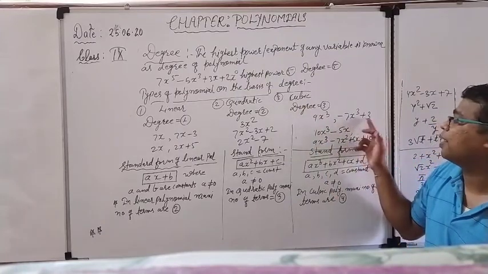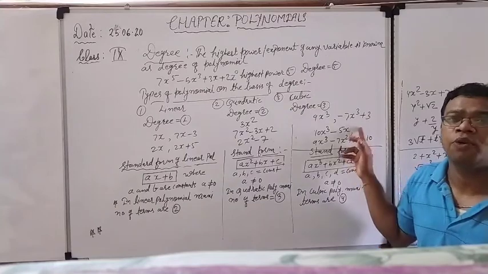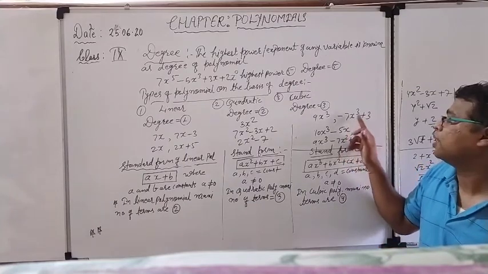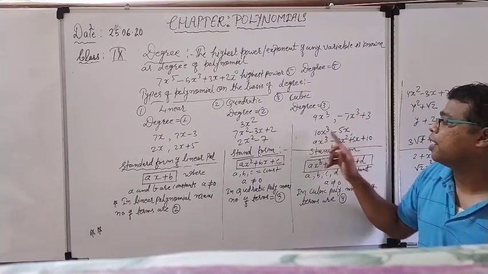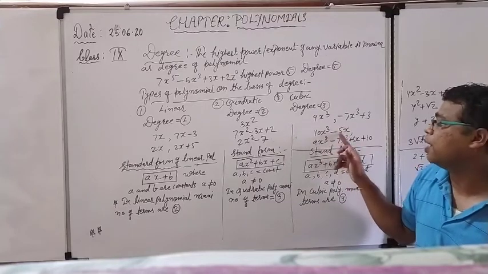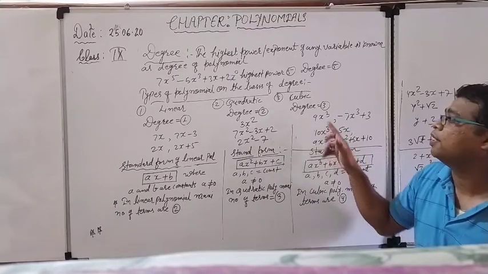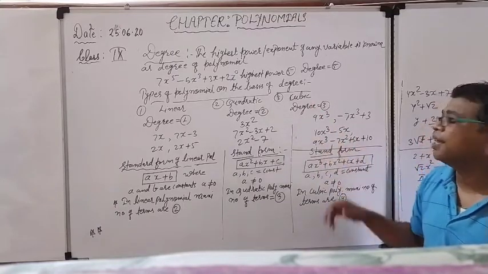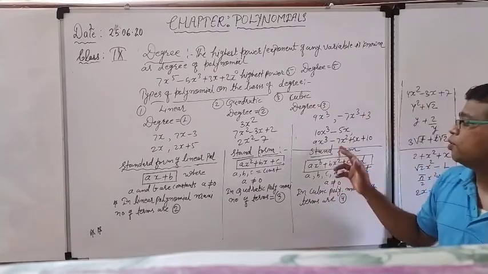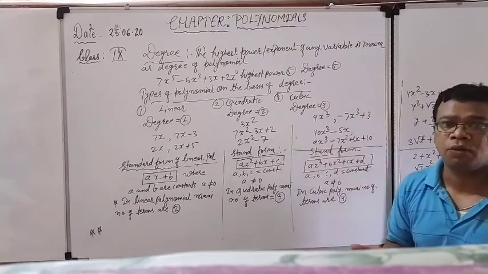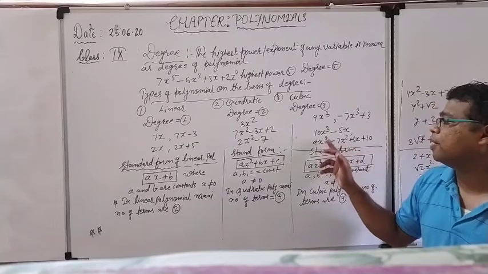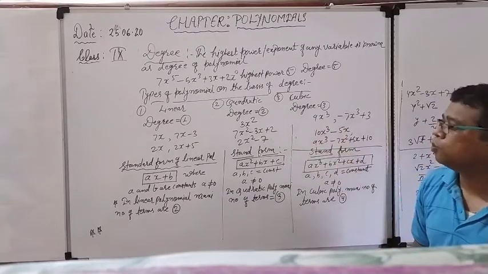Again next time I have taken 2 terms. No problem. It is a binomial. But maximum power you can see again 3. Again I have taken the binomial 10x cube minus 5x. But maximum power is 3. Cubic polynomial. Again I have seen another example, and here you can see number of terms are 4. No problem at all. But the maximum power is always 3. That's why it is a cubic polynomial.